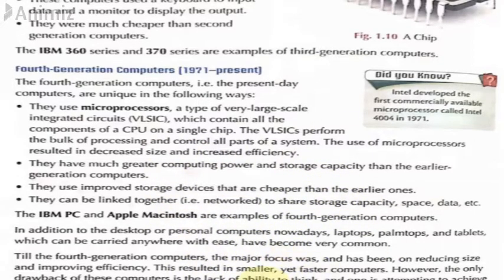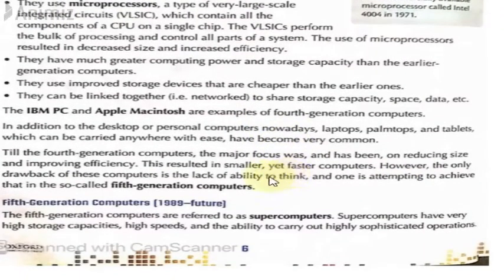So now let's see what the difference is. In the fifth generation we are focusing on computers that have the ability to think, and these are called fifth generation computers. The fifth generation of computers are referred to as supercomputers. Supercomputers have very high storage capacities, high speeds, and the ability to carry out highly sophisticated operations.